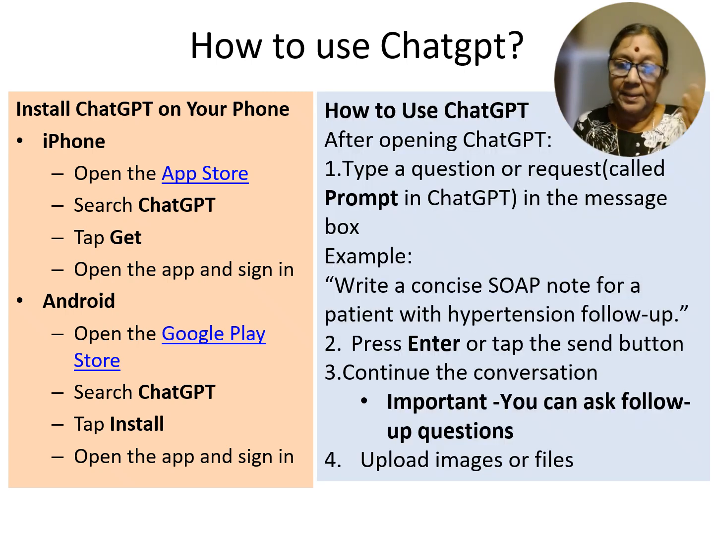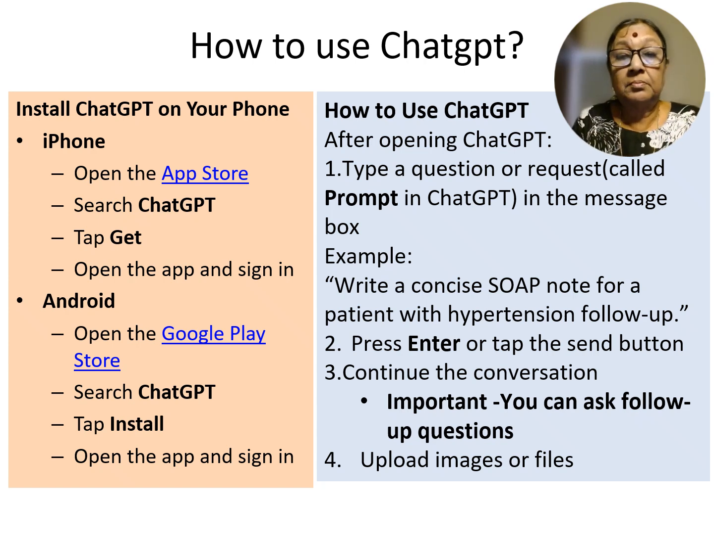Once you open your ChatGPT, you get a message box. So you type a question or request in ChatGPT terms. It's called prompt. We're going to talk about this prompt a lot. This is in the message box. Example: write a concise SOAP note for a patient with hypertension. Follow-up is a type of question you can ask. We'll go into detail about this later. The important thing is you can continue the conversation asking follow-up questions. And you can upload images and ask questions about it, or you can give something and ask it to generate an image for that. Both are possible. Even files, you can do the same.